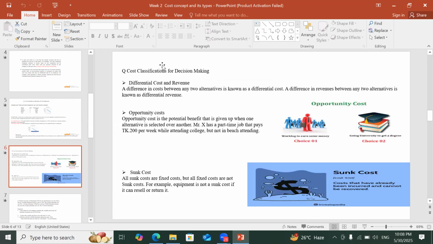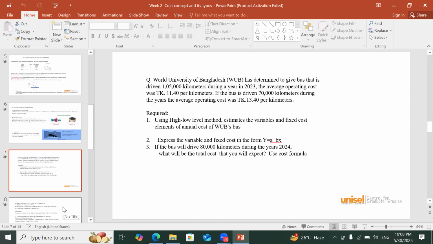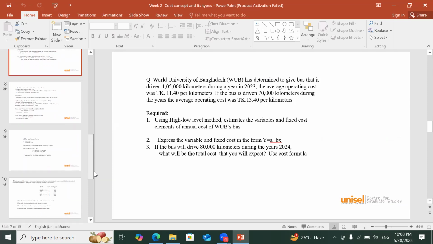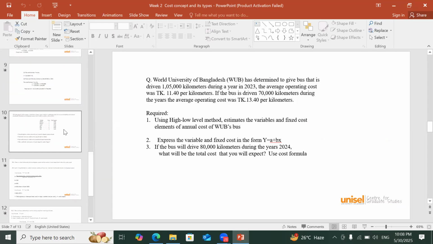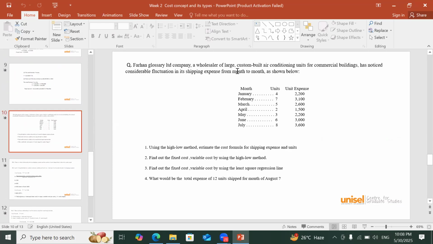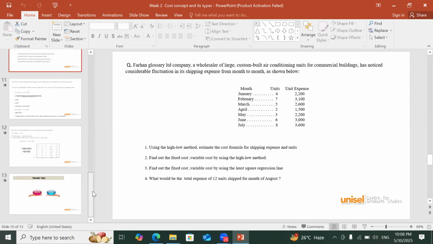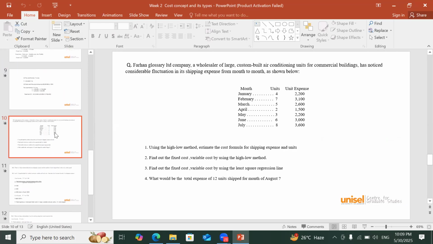Here, I just discussed differential cost, opportunity cost, and sunk cost with examples. I think when you read them, it will be clearer. Okay, there is a math problem. So this math we will try first. I will finish it, inshallah.